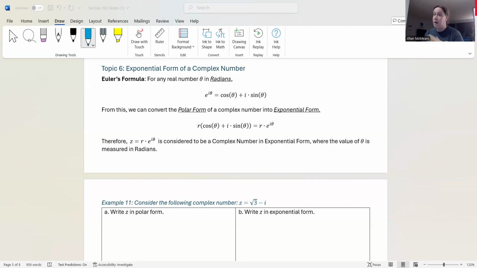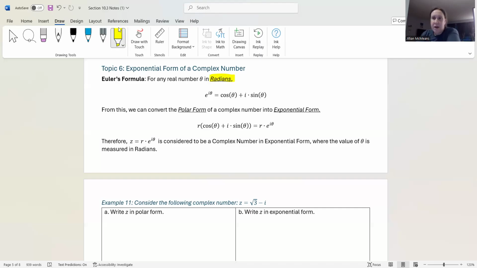We're not going to look at any kind of a proof of it. We're just going to trust the process. So we have Euler's formula, for any number theta in radians. We do need to understand that this needs to be in radians here. For any number in radians, we have e to the i theta equals cosine theta plus i sine theta. We're not going to prove this at all. We're just going to take it for what it is.